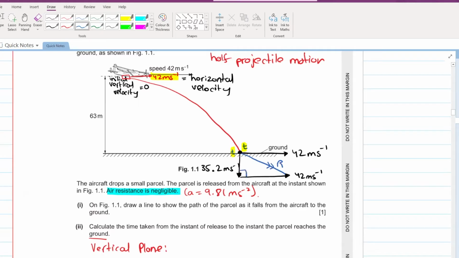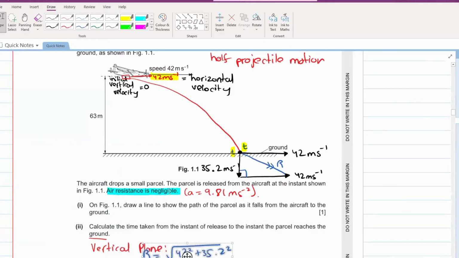This is your 90 degrees. Can you calculate the resultant vector? The resultant vector equals the square root of 42 squared plus 35.2 squared. What does the resultant velocity come out to be? 55 m s^-1 is your answer. Simple as that.